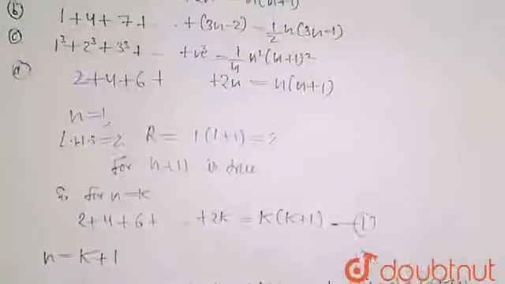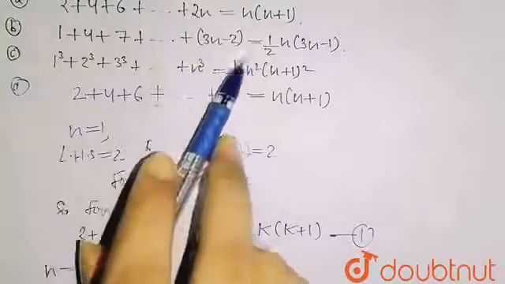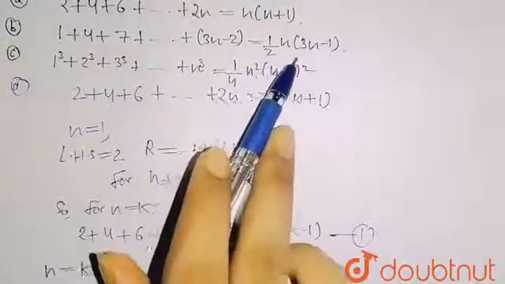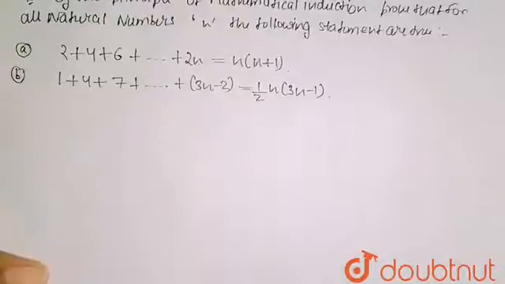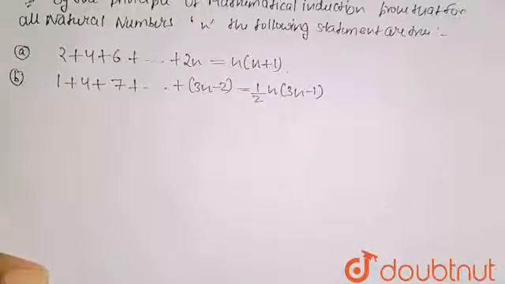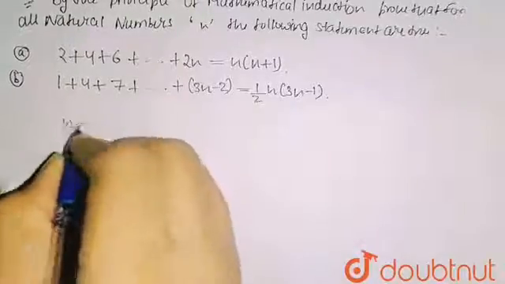So you can see in the B part it is given 1 plus 4 plus 7 and so on plus 3n minus 2 equals to 1 by 2 n into 3n minus 1. Okay. Now I have to solve this question for the second part. So by similar procedure, now I will prove here also for n equals to 1.